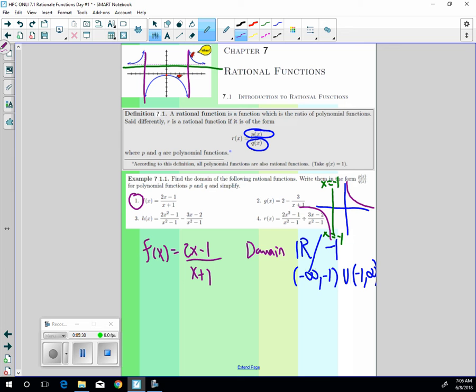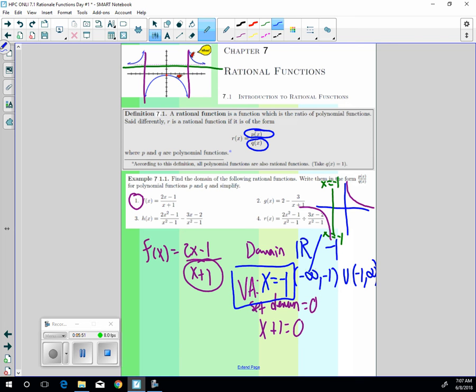Okay, so this is how we find the vertical asymptote. We set the denominator equal to 0. So in this case, x plus 1 equals 0. X equals negative 1 is the equation for the vertical asymptote. That's how you do it. No big deal. Not too hard.